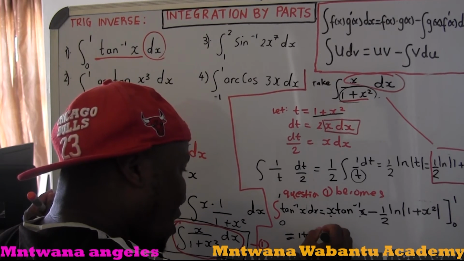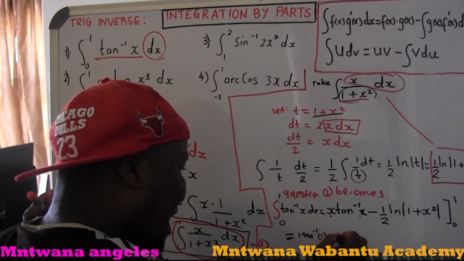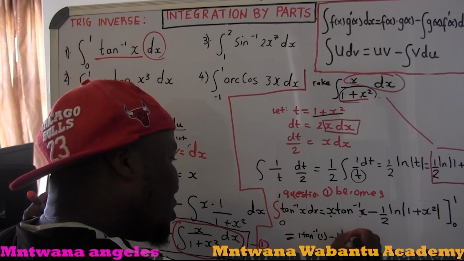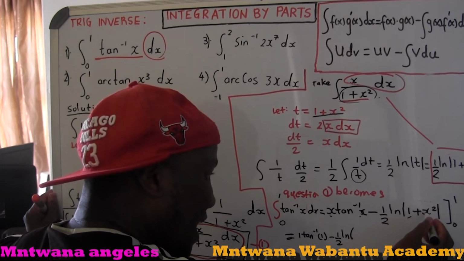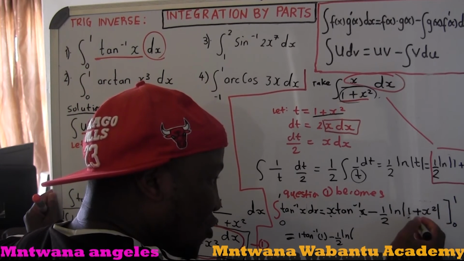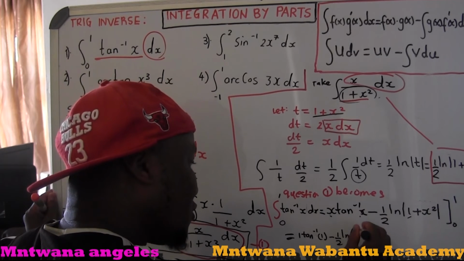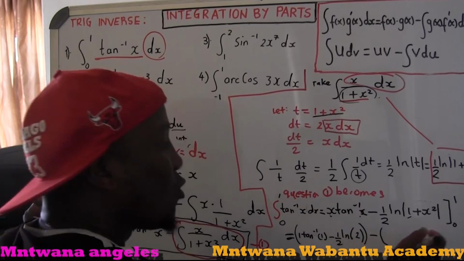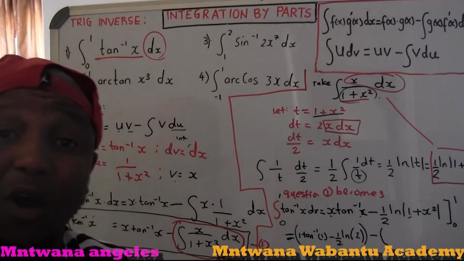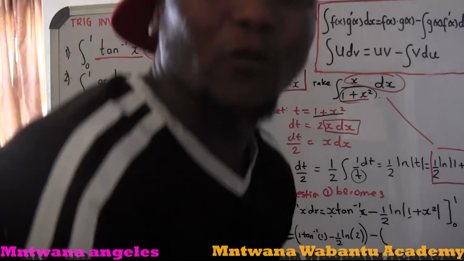inverse of 1 minus a half ln of 1 plus 1 squared is 1. So it's 1 plus 1 squared equal to 1. So 1 plus 1 equal to 2. Ln of 2. So I've already substituted the upper limit. Now minus, we take the lower limit also. We do the same approach, the same way we do for the lower limit.